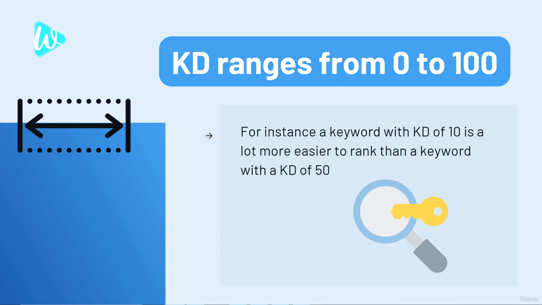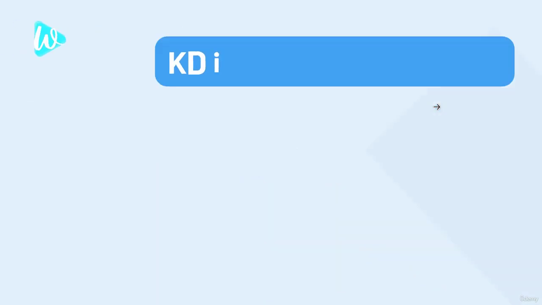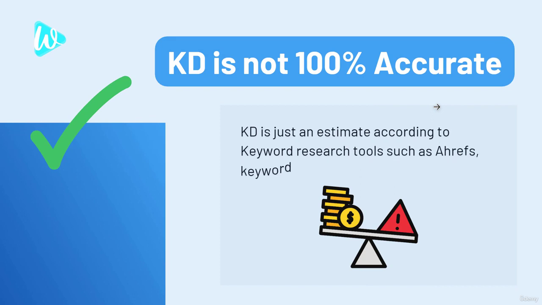Now, for instance, a keyword with a keyword difficulty of 10 is much easier to rank for than a keyword with a keyword difficulty of 50. You find that the competition for a keyword difficulty of 50 is much higher than the competition for a keyword difficulty of 10. Why? Because the prize is bigger, because of the search volume. The search volume for the keyword difficulty of 50 is much higher, and so people are more interested in the higher reward. Therefore, that keyword is chased and there's a lot of competition. That's the bottom line.